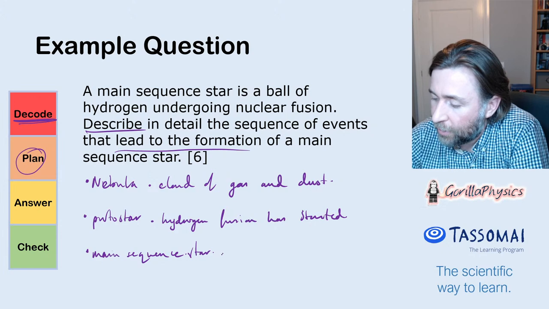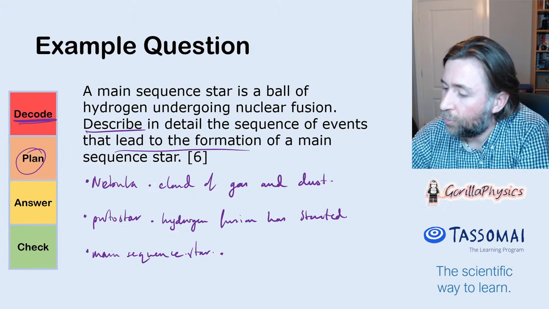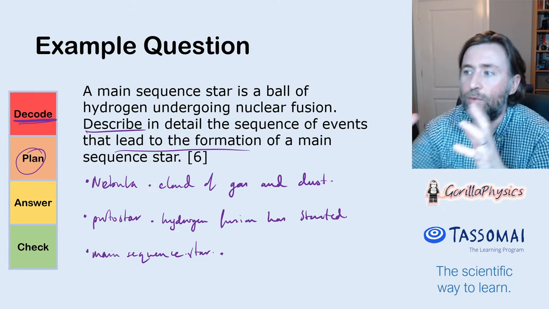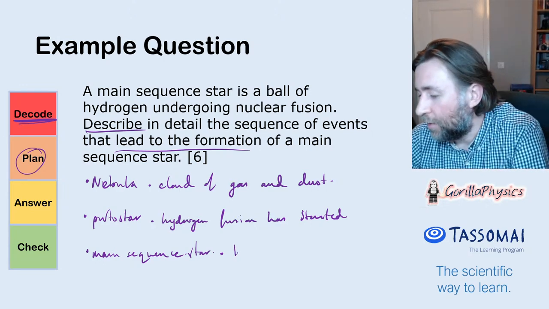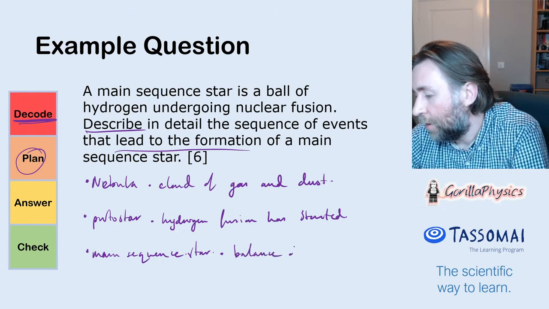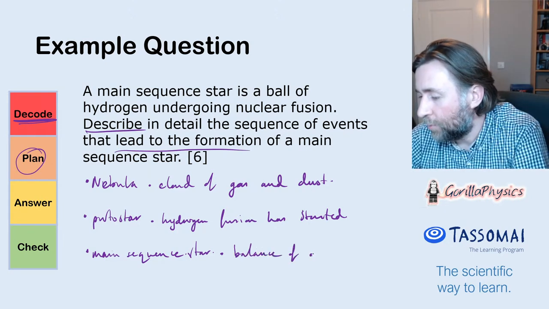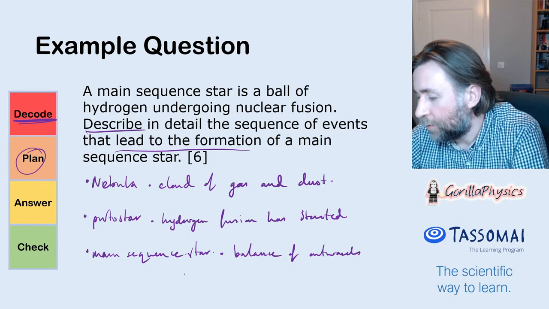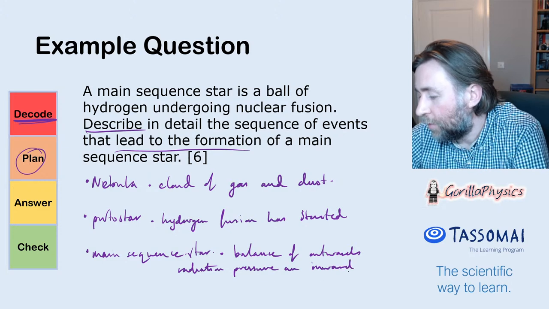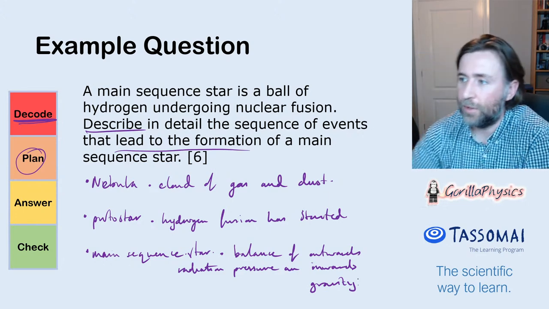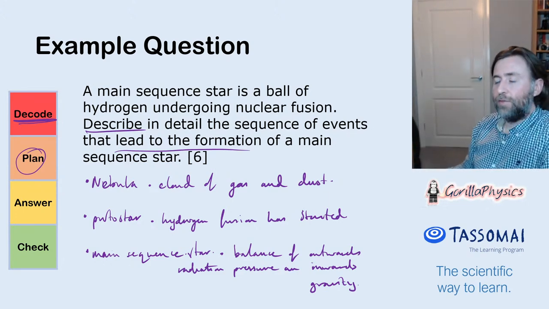Now, the main sequence star, what is that? It's a ball, I've told you, it's a ball of hydrogen undergoing fusion. But what is the kind of stop point? What is the point where it becomes that main sequence star? This is when you get the balance of outwards radiation pressure and inwards gravity. And this is why we have spherical ball-shaped stars.